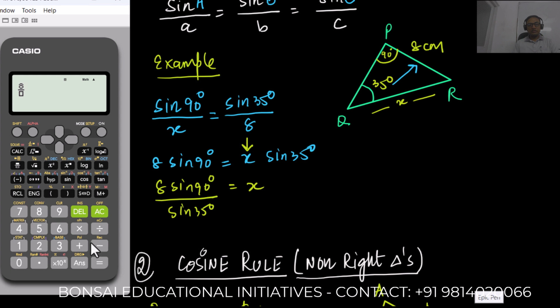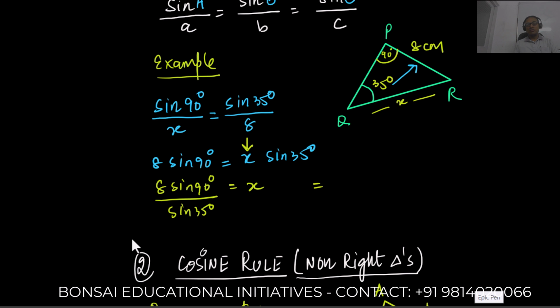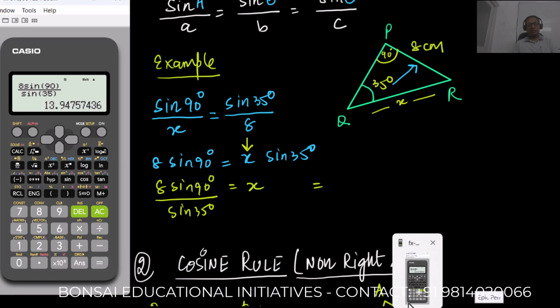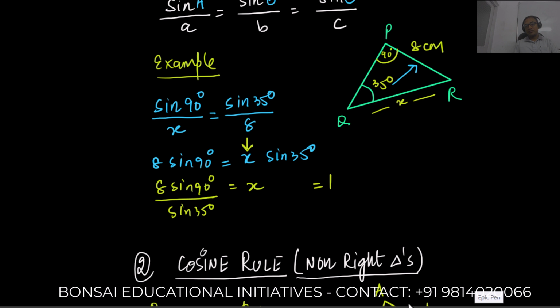So 8 times sine of 90, bracket close. Do not forget to close the bracket. And in the denominator we have sine 35. So we have put in all the values and solved it. Here we have the value of x. x comes out to be 13.947, and if you round this up to two decimal places, that is the answer.